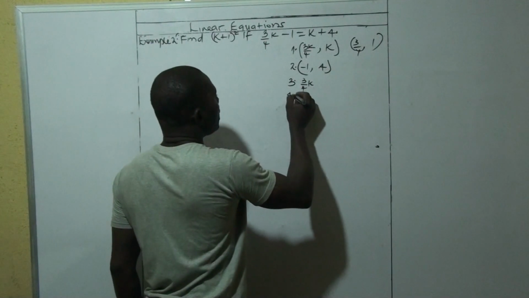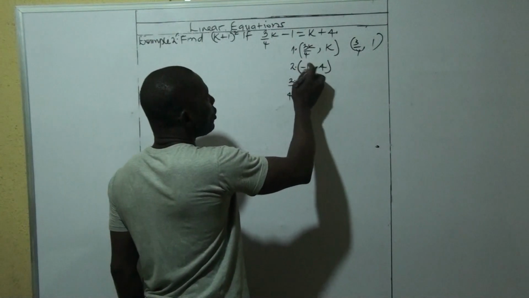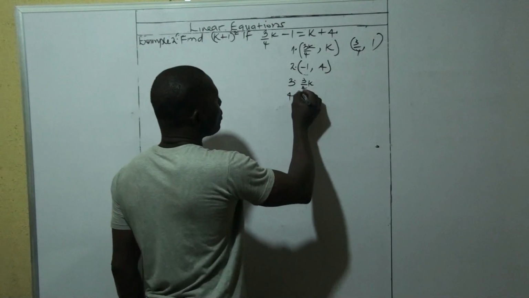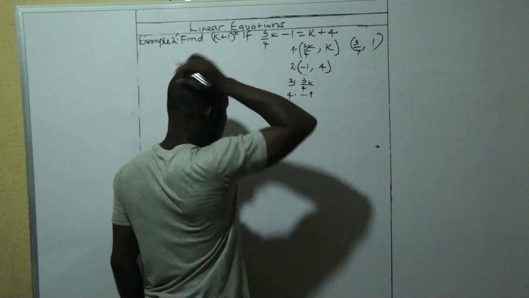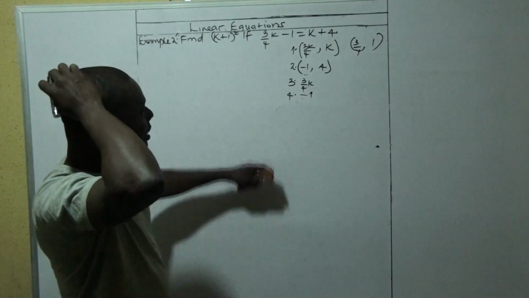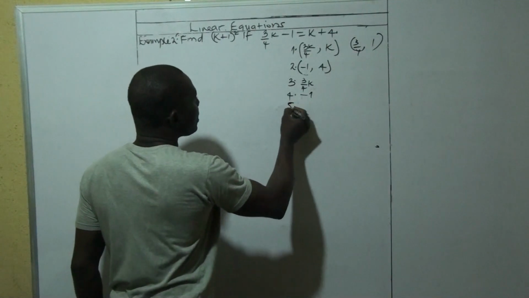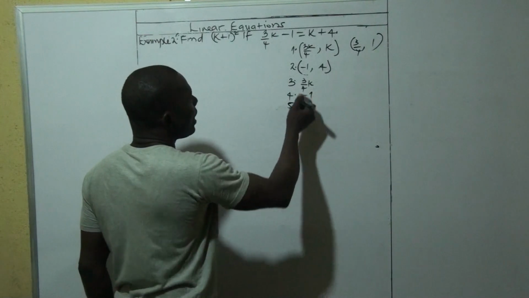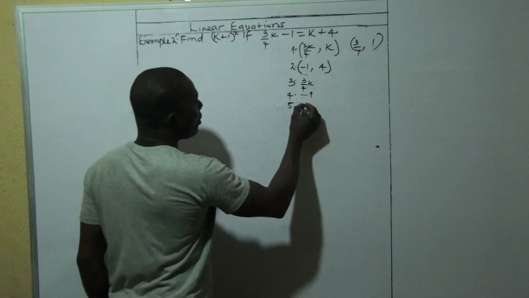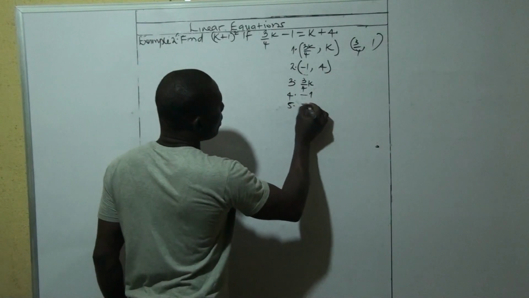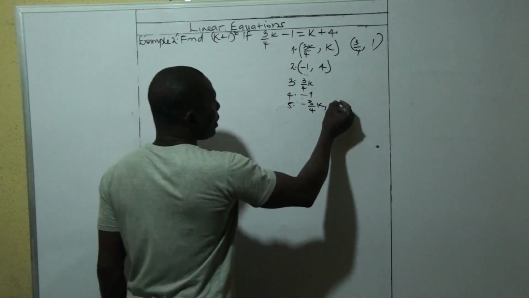Then step 4, we look for the smaller one between the constant terms, minus 1 and 4, and our answer here will be minus 1. So we have done that. In this case, the next step is to look for what? The additive inverse of these two, steps 3 and 4. Additive inverse of 3 over 4 k will give us minus 3 over 4 k, and that of minus 1 will just be plus 1.